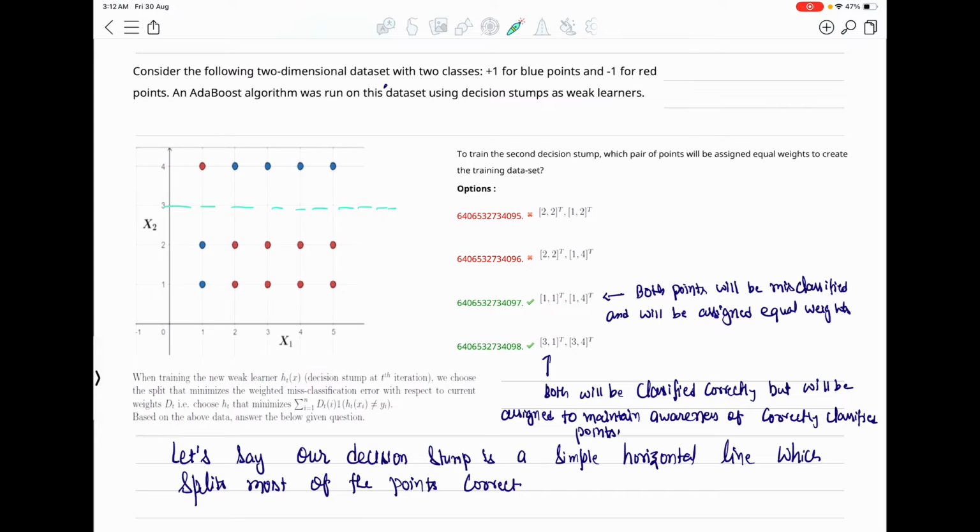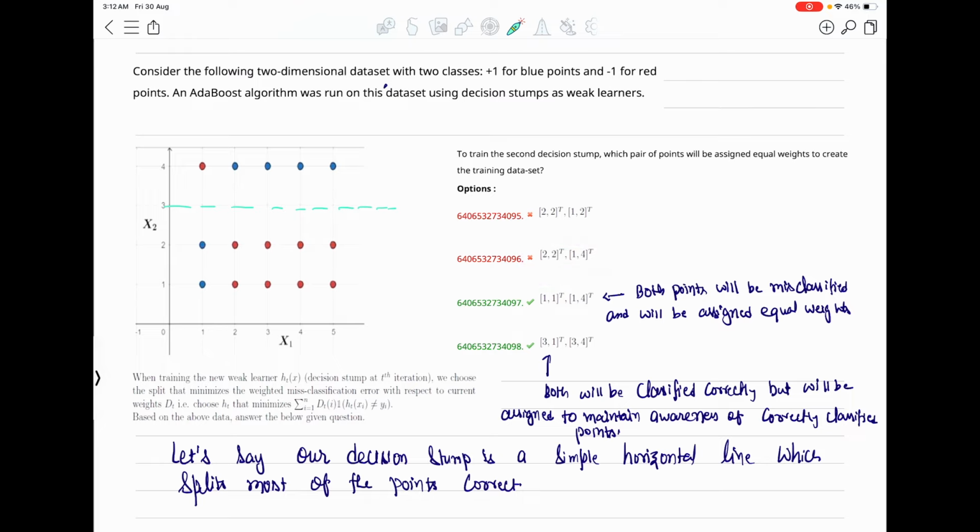Okay, so let's say we take a weak learner first. Let's say we take a normal learner which will separate most of the points, like these points are correctly separated, and these points are misclassified. So let's look at the first, that is (2,2) and (1,2). We see that (2,2) is here and (1,2) is here, these two. So will these two give equal weight to our training data set? No, it won't give it according to this split, right?